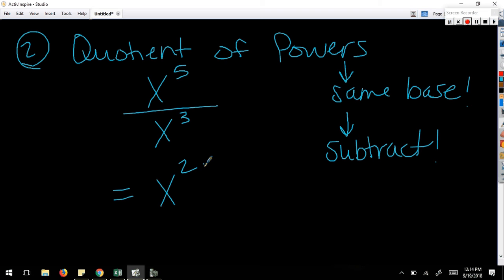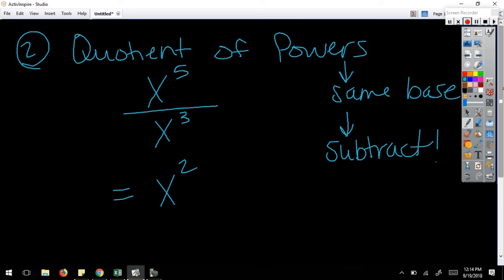Yes, ma'am. Is it called quotient? That's what you get. That's what it's called. How many of these are there? 7. All right, let's do another.